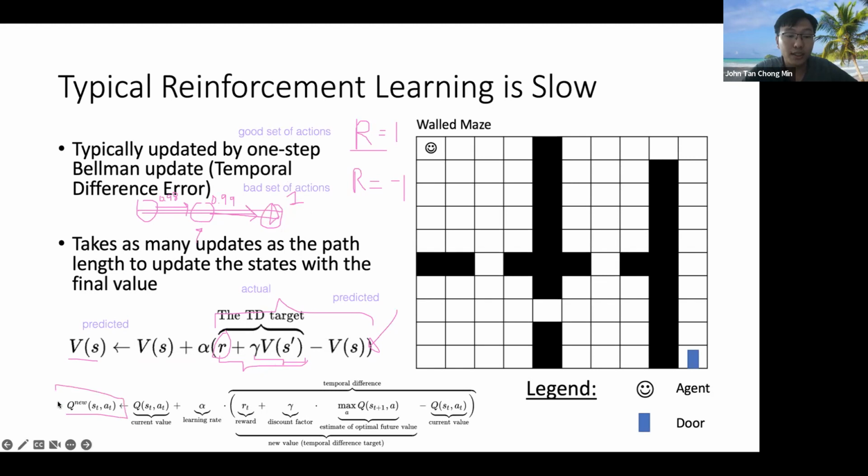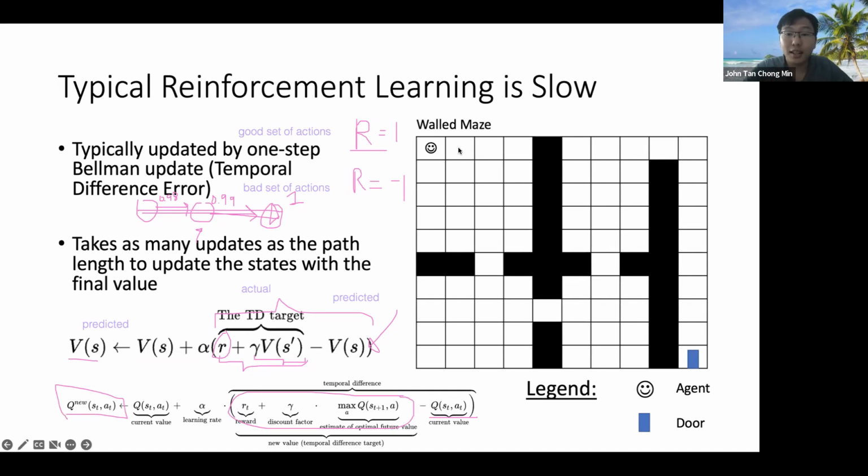Q value is you do a state and action pair instead of just a state value. So you also have the predicted target, the actual minus the predicted. Okay, so this is basically how we update the value function. And basically you can see there's a problem here. Okay, I mean it will work if there's very few states, right?